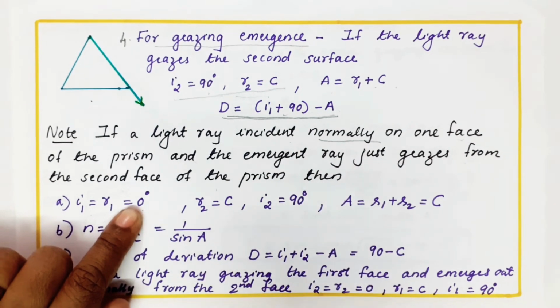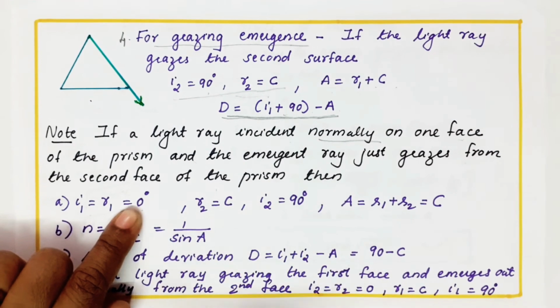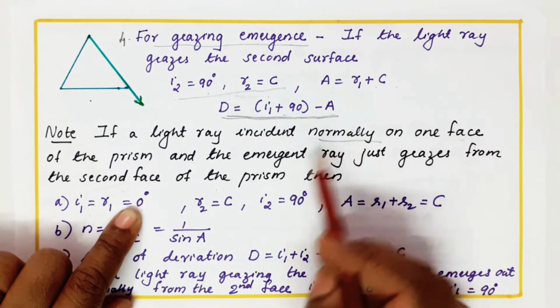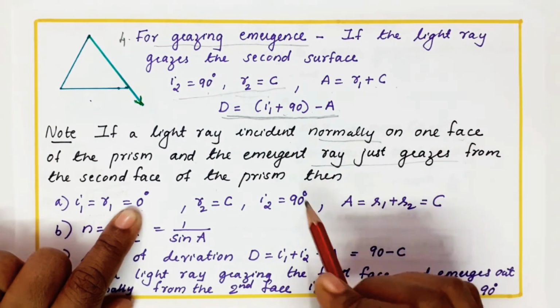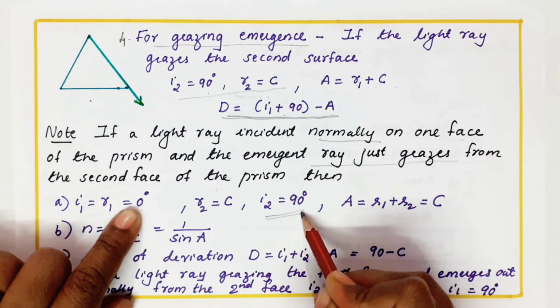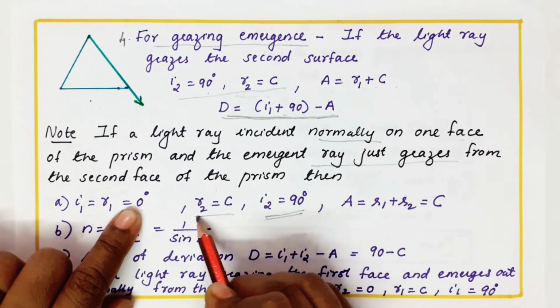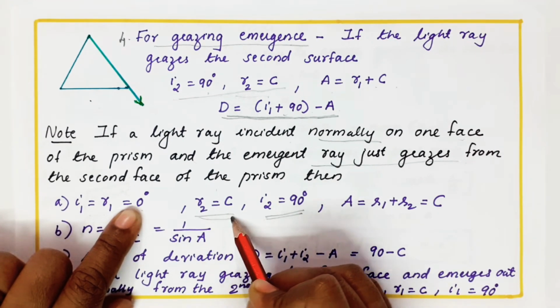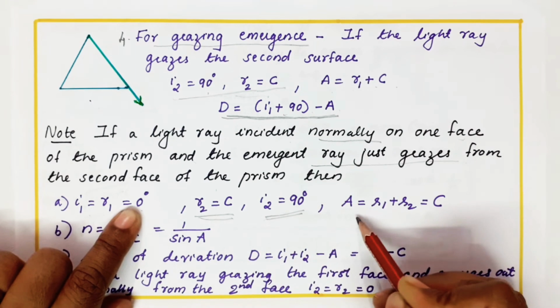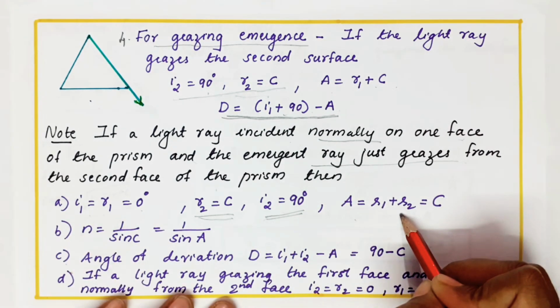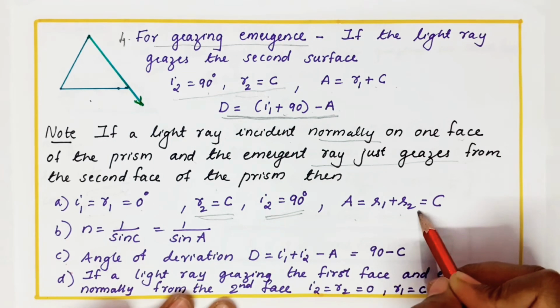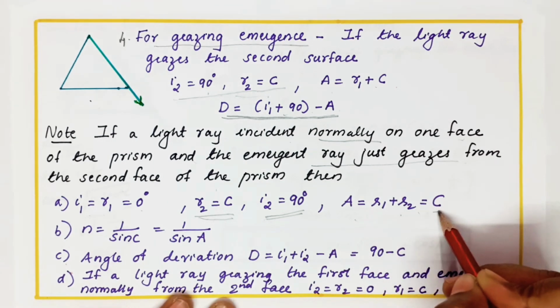Incident ray and the normal along the same line, so I1 equals R1 equals 0. Next, they are telling that the emergent ray grazes. It means that I2 will be 90. If I2 is 90, what should be R2? R2 should be C. Therefore, we can write A equals R1 plus R2. R1 is 0, so we can write A equal to C.